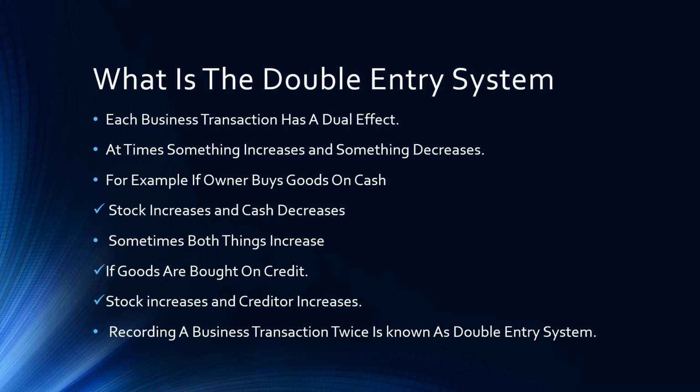Similarly, both things might increase. For example, if you buy inventory on credit, the amount that you owe to your creditors will also go up, as well as the inventory that you have also goes up. So this is actually known as when you have to record an entry twice. This is actually known as a double entry system in accounting, and it's very important.